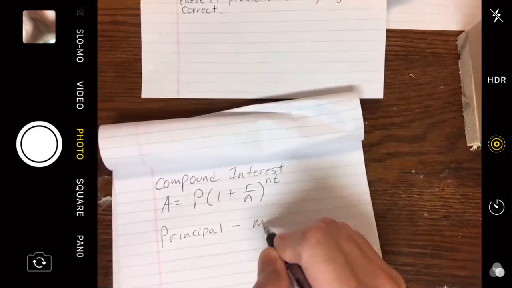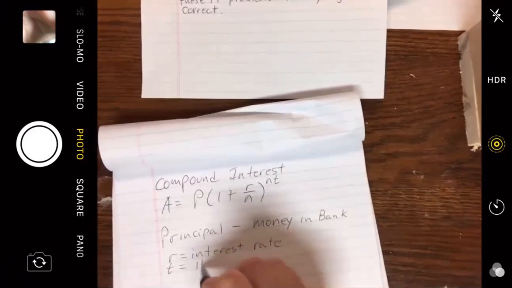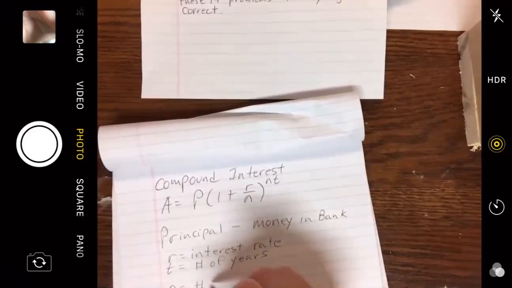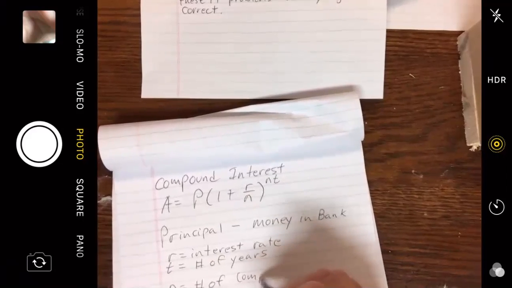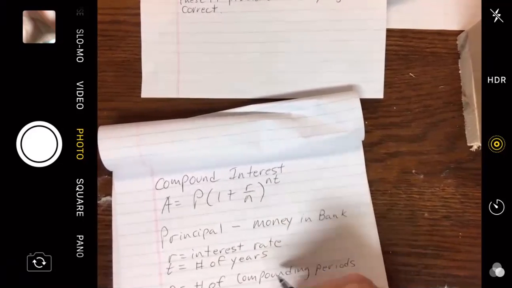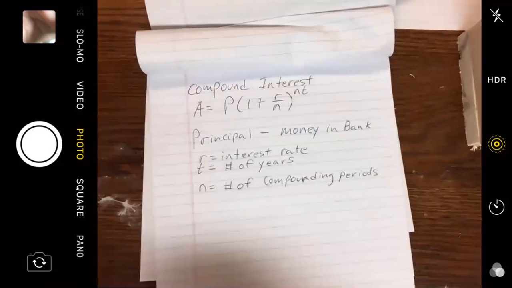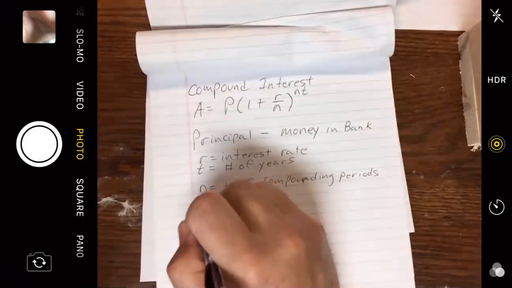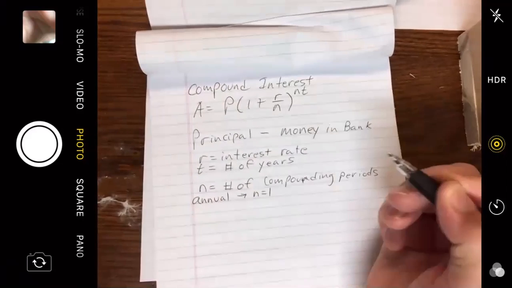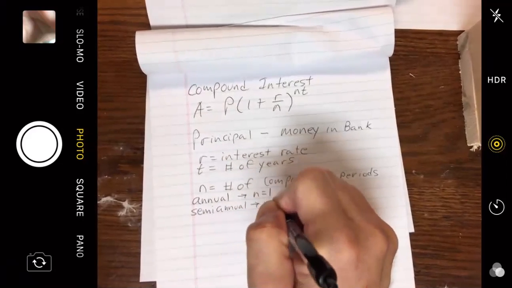Okay, R is your interest rate. T is the number of years. And N is your number of compounding periods. They generally will not tell you the N. You're supposed to divine it from, like, if you see the word annual, that is N equal 1, once a year, annually. Semi-annually, that would be N equal 2, twice a year.